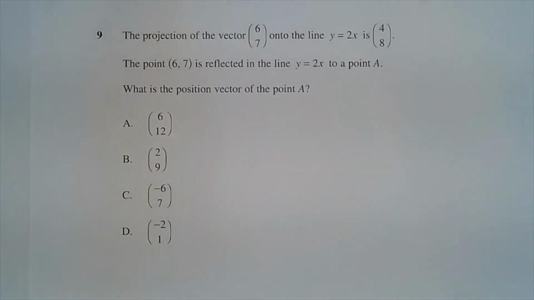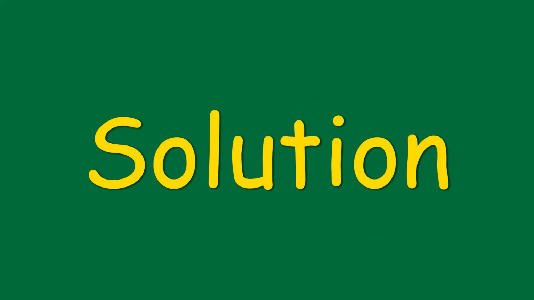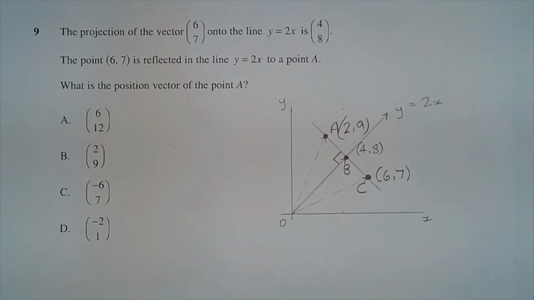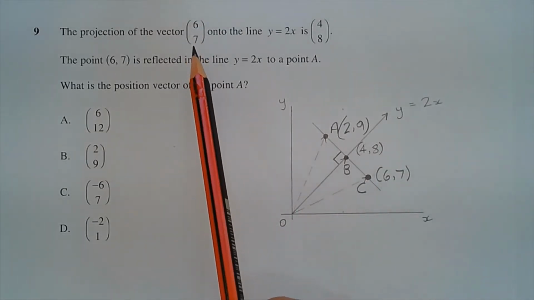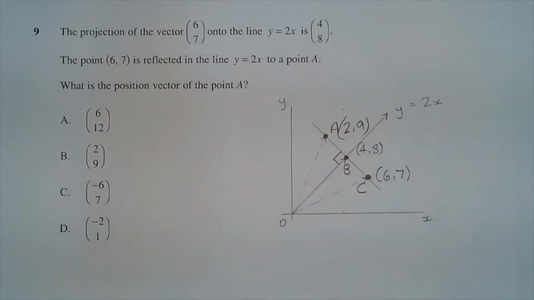Question 9. The projection of the vector 6i plus 7j onto the line y equals 2x is 4i plus 8j. The point (6, 7) is reflected in the line y equals 2x to a point A. What is the position vector of the point A? This question may be answered geometrically. Let OC represent the vector 6i plus 7j, and it's projected onto the line y equals 2x, such that the vector that represents the projection is the vector 4i plus 8j.